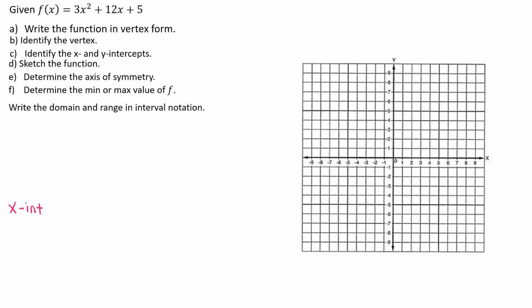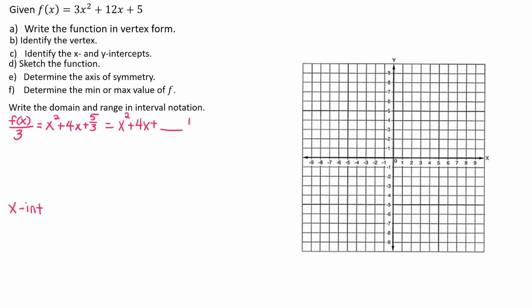Okay, so we've got f of x equals 3x squared plus 12x plus 5. We're going to write the function in vertex form, so we're going to need to complete the square. I'm going to do this a little bit differently than the book does. I'm going to start out by dividing both sides of the equation by 3. That way we have a coefficient of 1 on our x squared term, and we can complete the square.